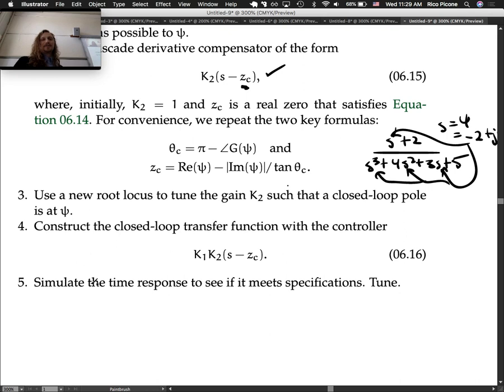Okay, so now that we've got ZC, we have our compensator in there, but our K2 is just 1, right? We haven't changed K2 at all. So we'll do a new root locus to tune K2 such that the closed loop pole is at psi. As long as we haven't rounded too much in our calculation, we should be able to get it right on psi. That's the theory. Of course, if we rounded or estimated anything along the way, we'll just be close, which is often okay because of our performance criteria.